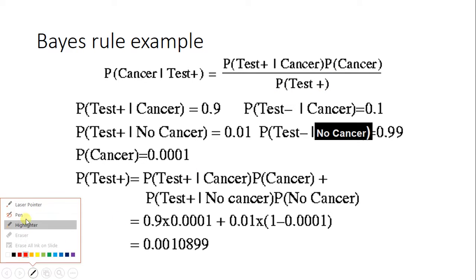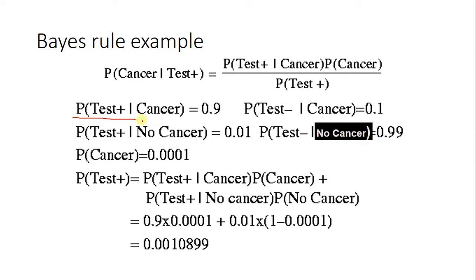Here we have this value that is given. Probability of test positive given the person has cancer is 0.9. It means if a person has cancer, there are 90% chances that the report will also be positive. And from this value we can compute that if the person has cancer, the probability of a negative report will be 0.1 or 10%. We subtracted 0.9 from 1 and we got 0.1.